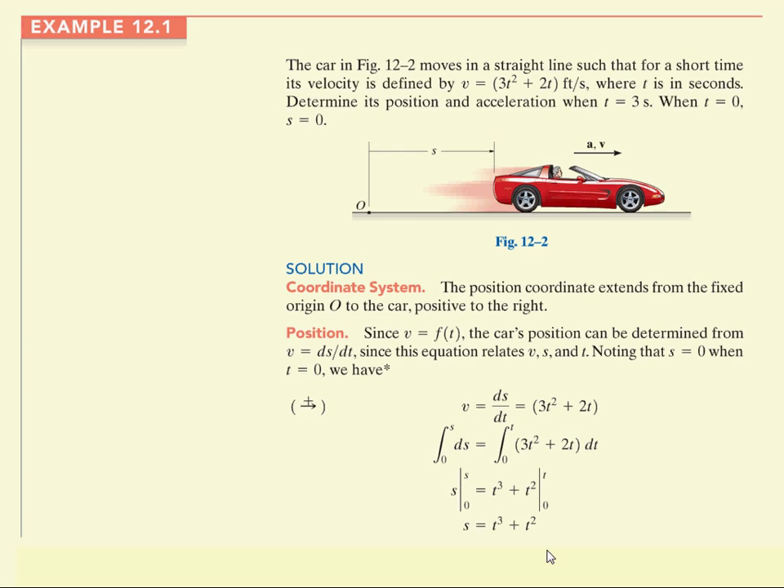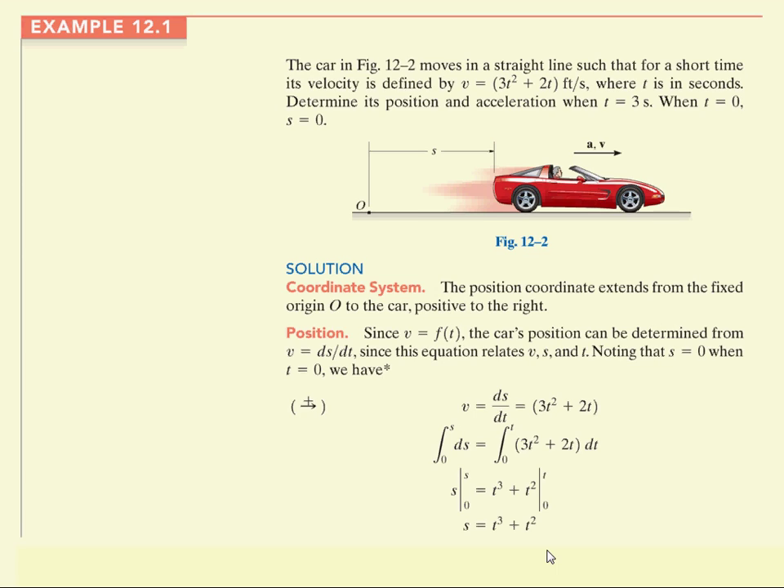So you have a car that, in figure 2.2, moves in a straight line such that for a short time its velocity is defined by this function: v is equal to 3t squared plus 2t in feet per second, where t is in seconds. Determine its position and acceleration at t equals 3 seconds, when t is equal to 0, the position s is 0.